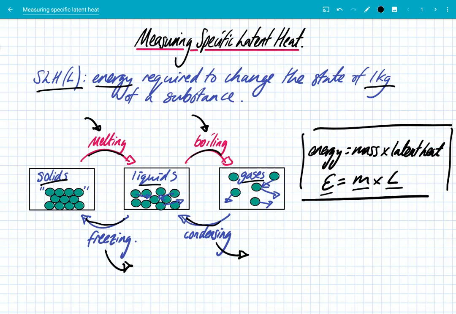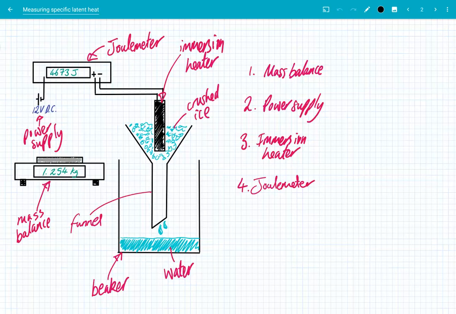And different materials have different latent heats of fusion, which is for melting and freezing, or vaporization, which is the latent heat of boiling and condensing. And scientists have to be able to measure the latent heat of materials. And so do you. You need to know this experiment for your exams. So let's have a look at how we can measure the latent heat of a material. This is the setup we're going to use, and we're going to measure the specific latent heat of ice. And we're going to look at the specific latent heat of fusion because we are melting the ice into water.